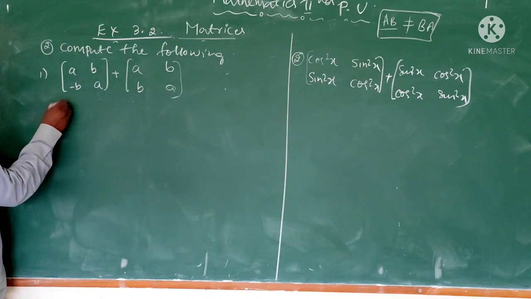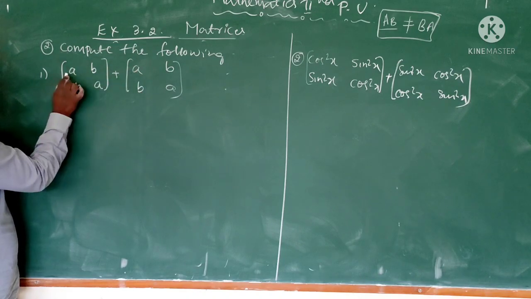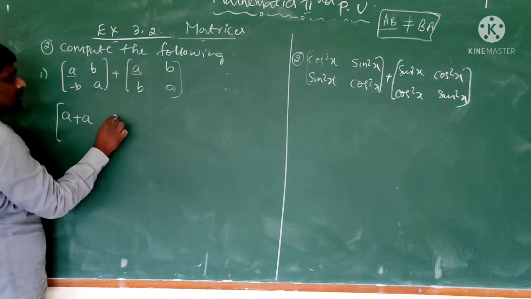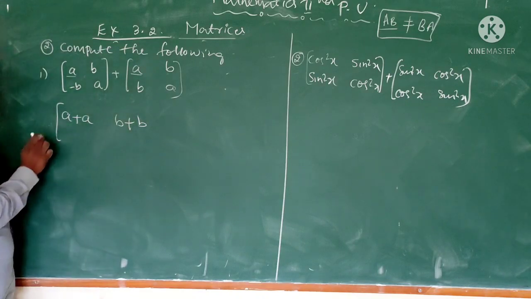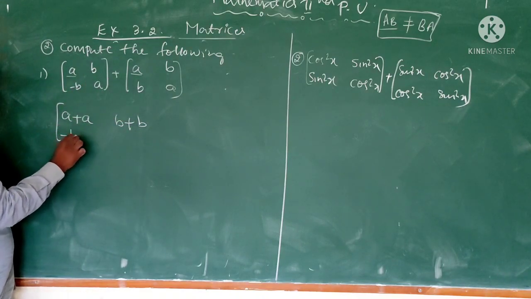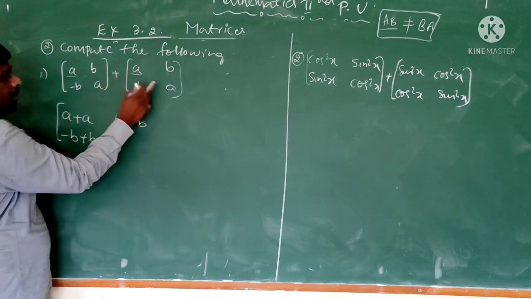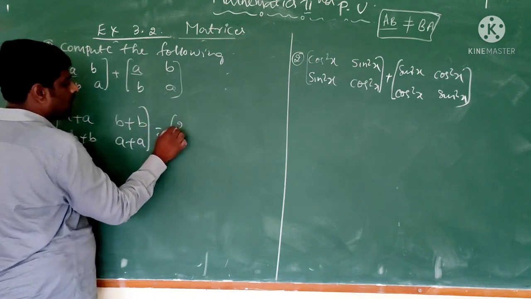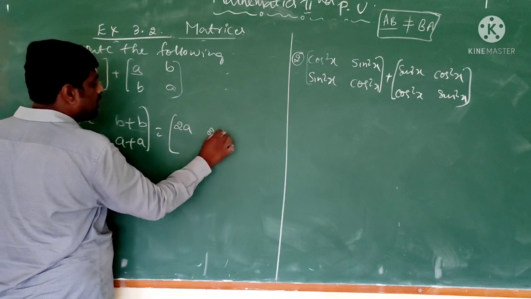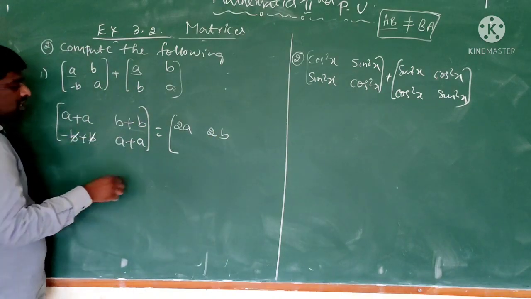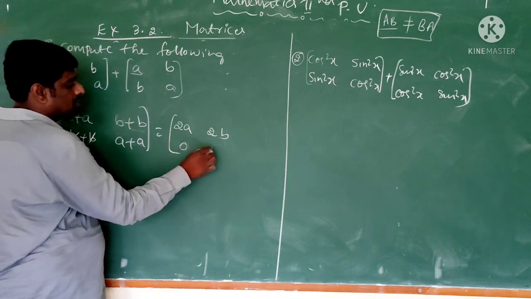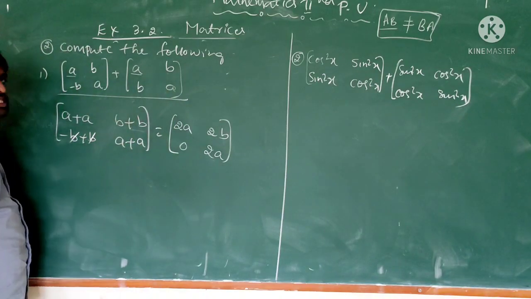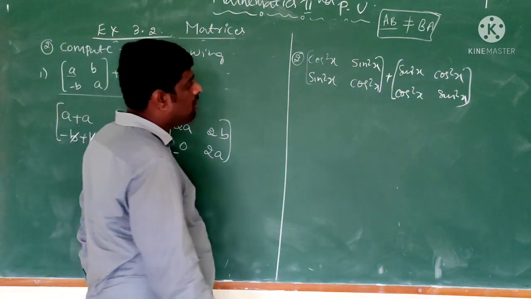Okay, so here directly we add the corresponding elements: A plus A, B plus B, minus B plus B, A plus A. A plus A is 2A, B plus B is 2B, minus B plus B cancel, 0, A plus A is 2A. This is the value of these matrices.